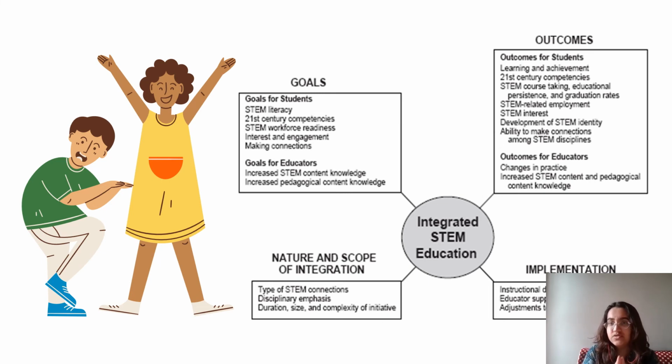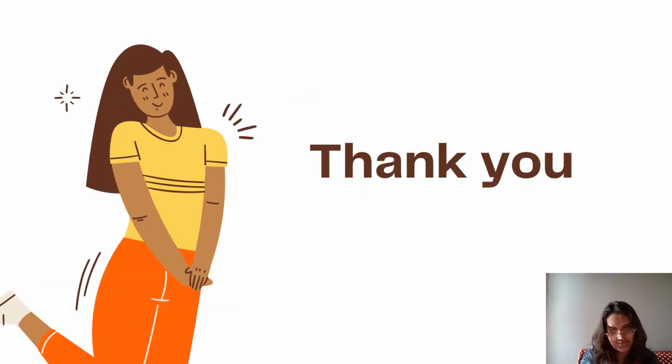So the outcomes for students are learning and achievement, 21st century competencies, STEM course taking, educational persistence and graduation rates, STEM related employment, STEM interest, development of a STEM identity, ability to make connections among STEM disciplines, and simultaneously we look at outcomes for educators, which is basically changes in practice and increased STEM content and pedagogical content knowledge, which is equally as important.